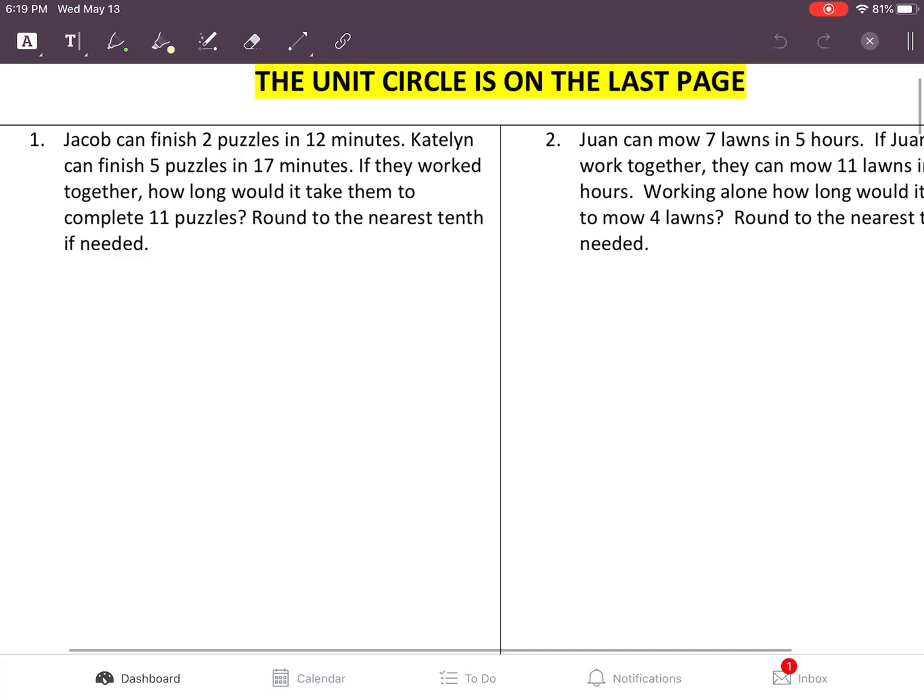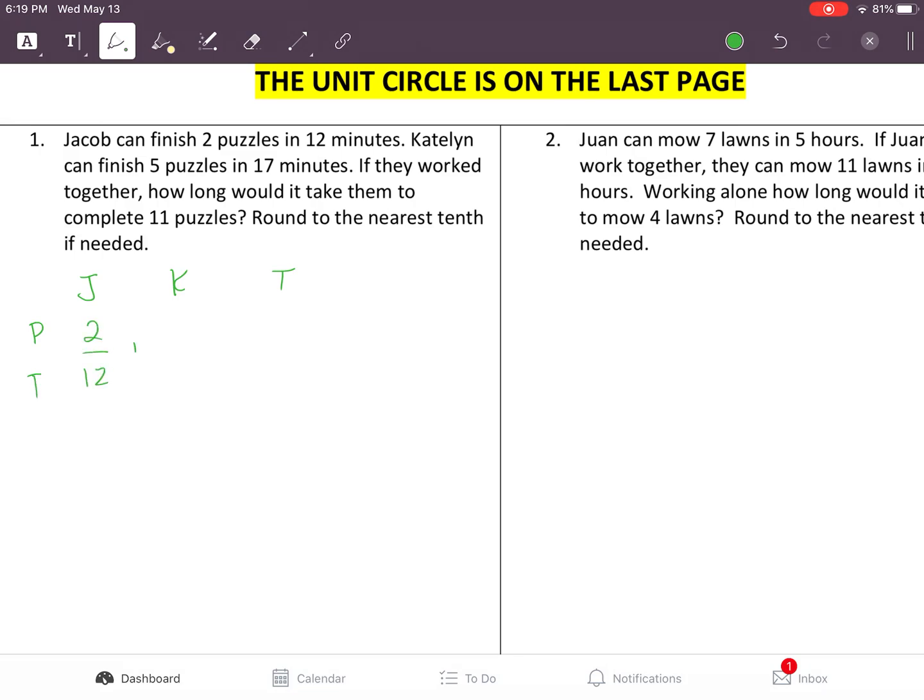These are work questions. So we have Jacob, we have Caitlin, and we have what they're doing together. They're making puzzles over time. Jacob can finish 2 puzzles in 12 minutes. Caitlin can do 5 puzzles in 17 minutes. And together, how long is it going to take them to do 11 puzzles?